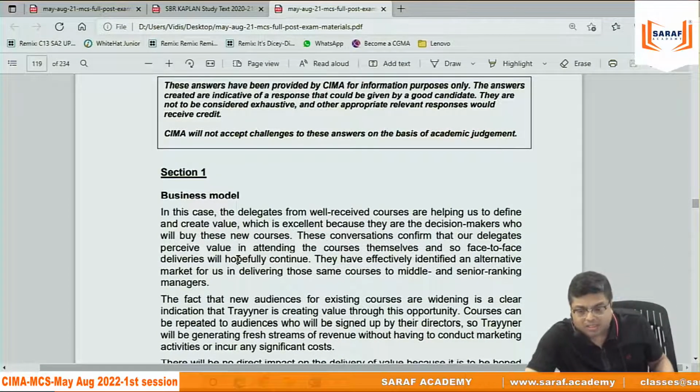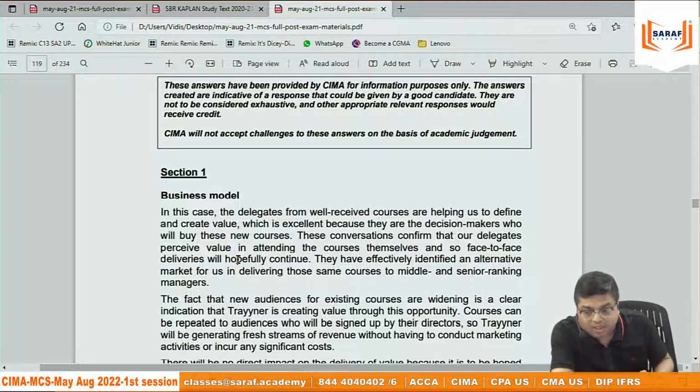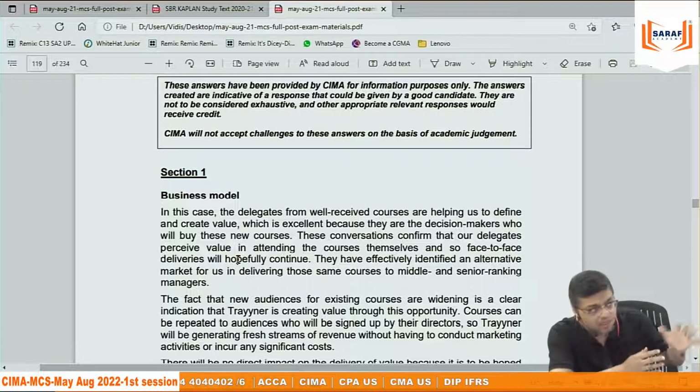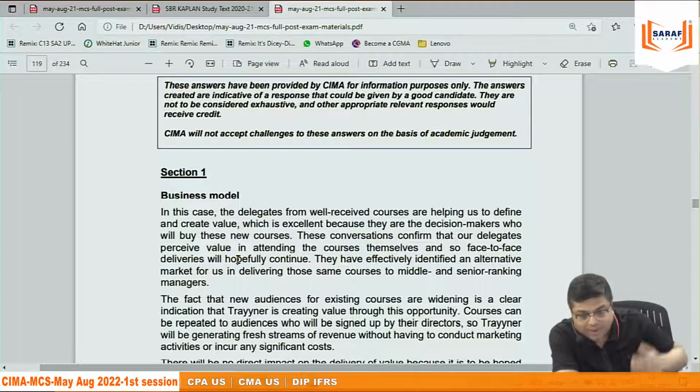Because this model answer is not written in 3 hours, 45 minutes. This model answer is not written by one person. This model answer is written by 10, 12, 15 persons together, after doing so much research and discussing with them. So, you can't match the 15 persons' thinking process. Somebody thought for 5 hours, you are doing it in 40 minutes. You can't match with that person.